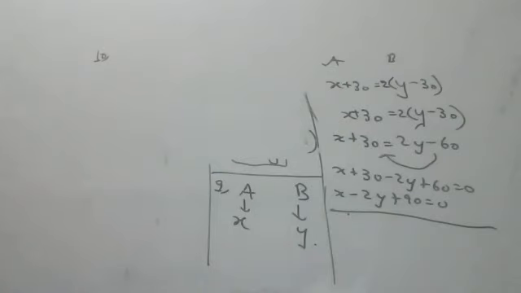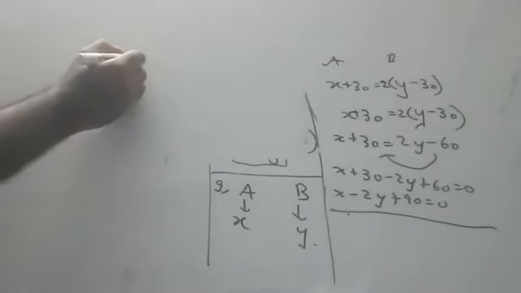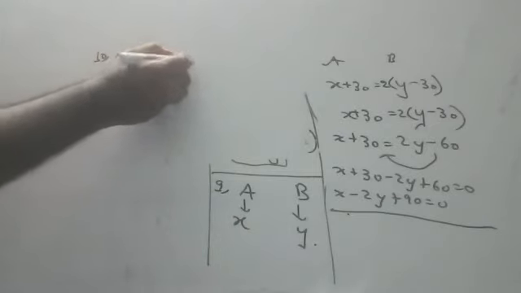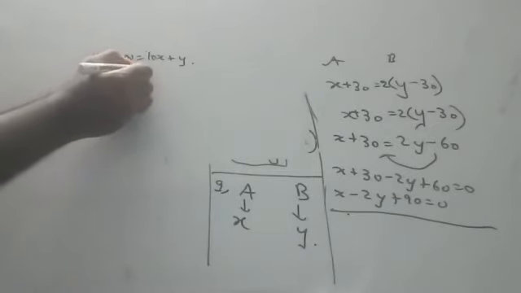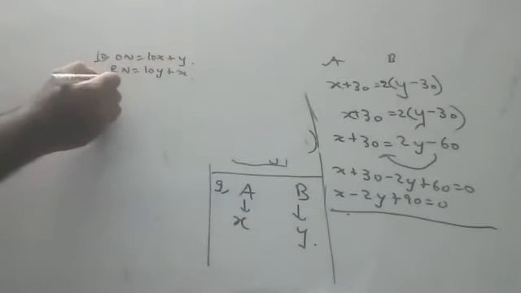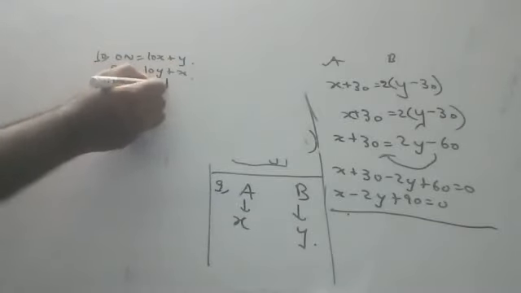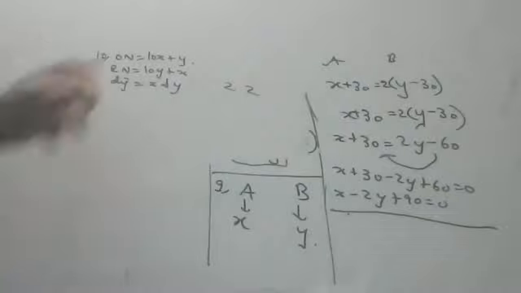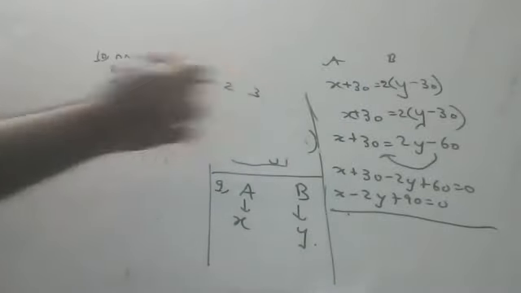If 27 is added to the number, digits get interchanged. Okay, simple, same number. What is the original number, children? 10x plus y. What is the reverse number? 10y plus x. And what are the digits, children? x and y. A 2-digit number is represented as 10x plus y. This is a 2-digit number, the original number.